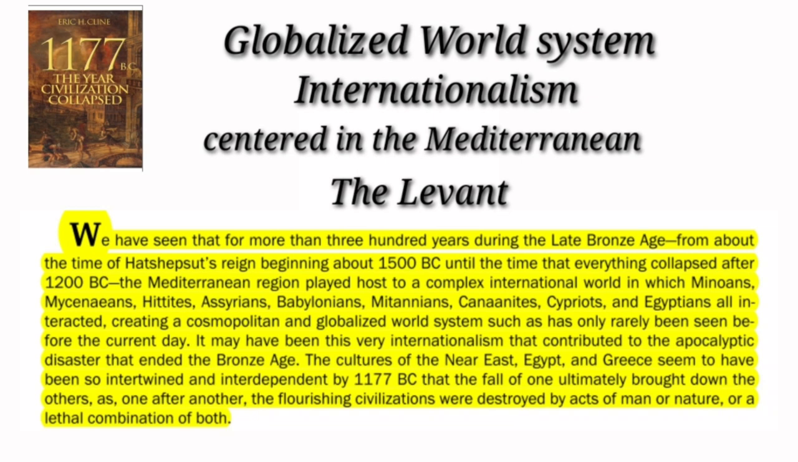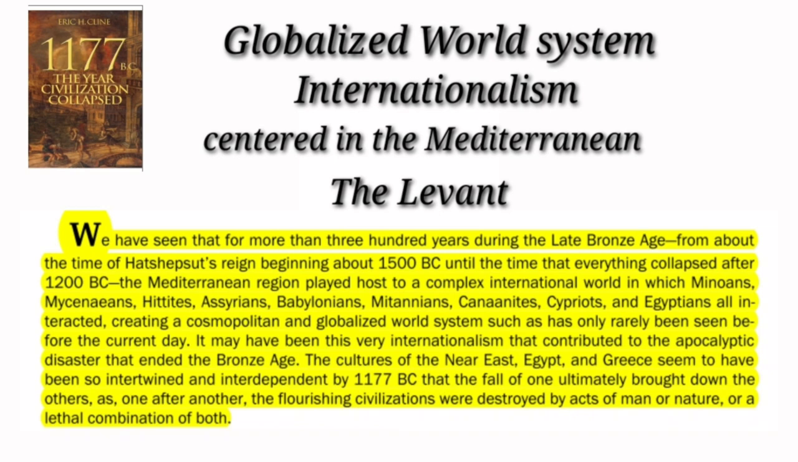It may have been this very internationalism that contributed to the apocalyptic disaster that ended the Bronze Age. The cultures of the Near East, Egypt, and Greece seem to have been so intertwined and interdependent by 1177 BC that the fall of one ultimately brought down the others. As one after another, the flourishing civilizations were destroyed by acts of man or nature, or a lethal combination of both.